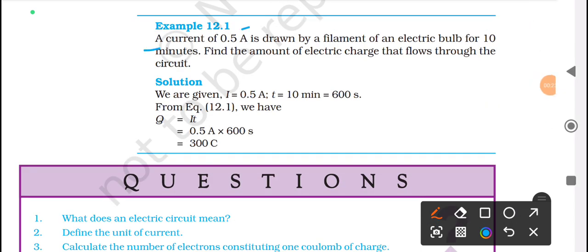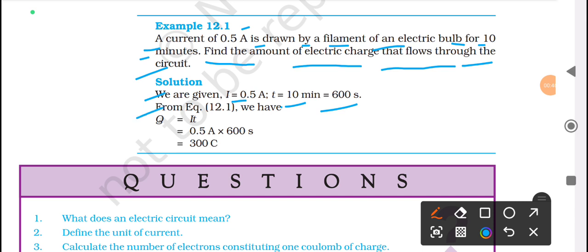Example 12.1. A current of 0.5 ampere is drawn by a filament of an electric bulb for 10 minutes. Find the amount of electric charge that flows through the circuit. We are given I equals 0.5 ampere, t equals 10 minutes equals 600 seconds. From equation 12.1 we have Q equals I t. I equals 0.5 ampere and t equals 600 seconds, so Q equals 300 coulomb.